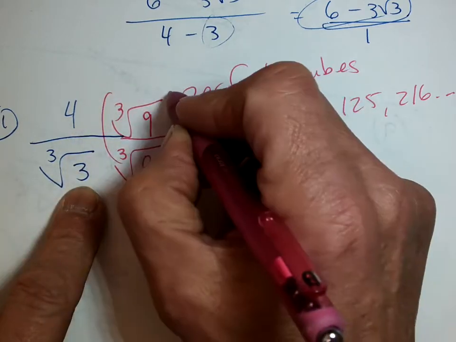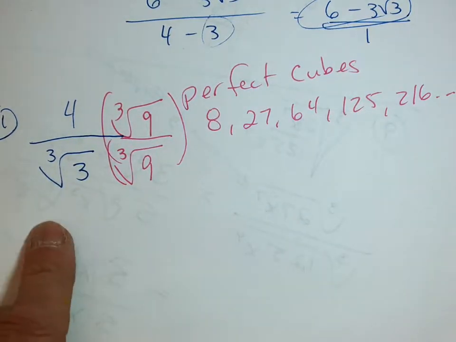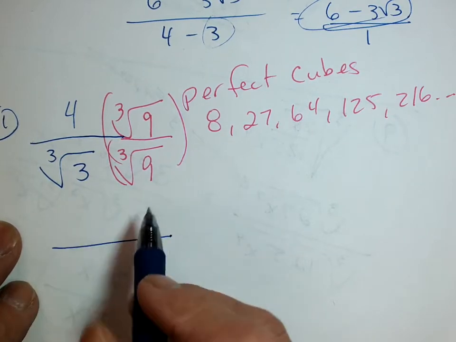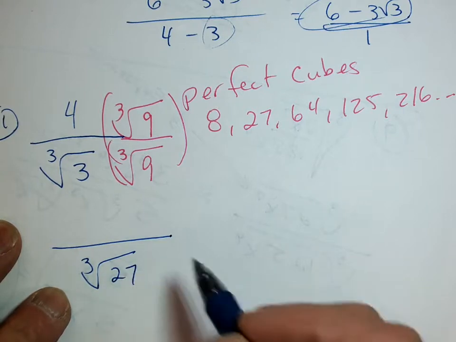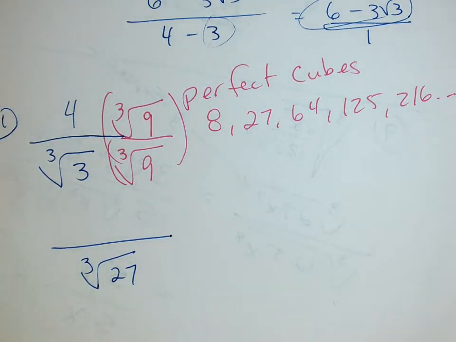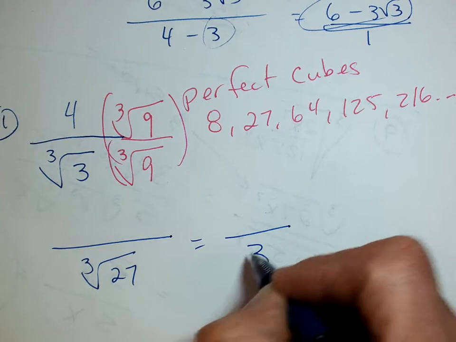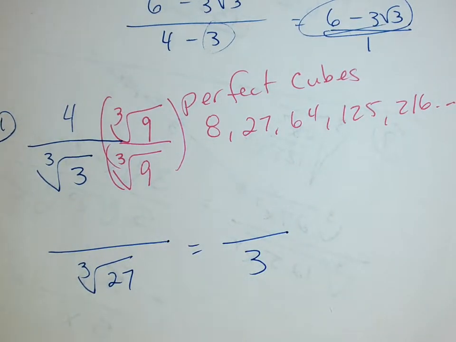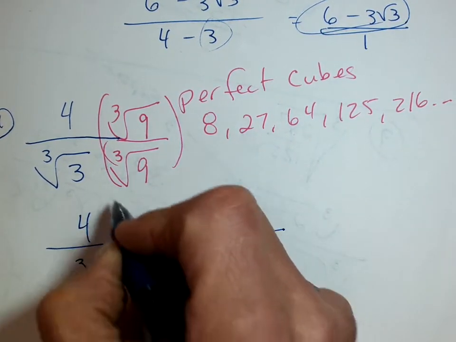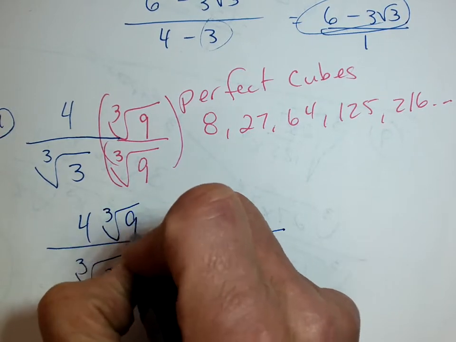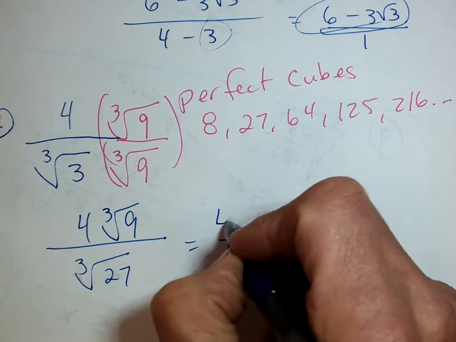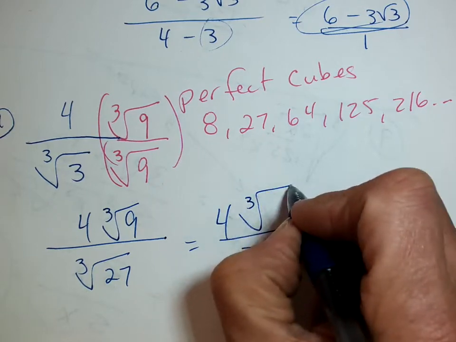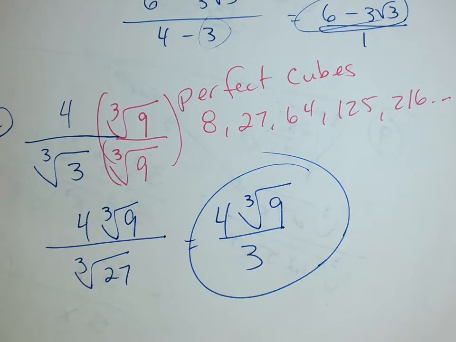Let's see what we get. On the bottom, the denominator, I'll get the cube root of 27. I like that because the cube root of 27 is just plain old 3. The root's gone. On the top, though, we still have 4 times the cube root of 9, but that's okay. You can have a root on the numerator but not the denominator. So 4 times the cube root of 9 is the answer.